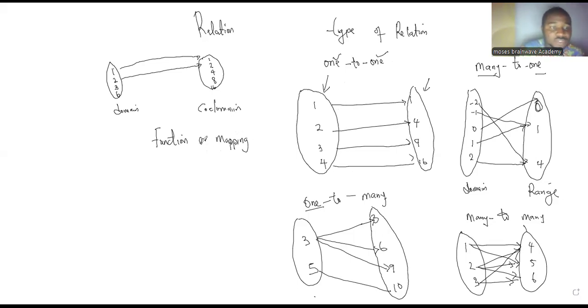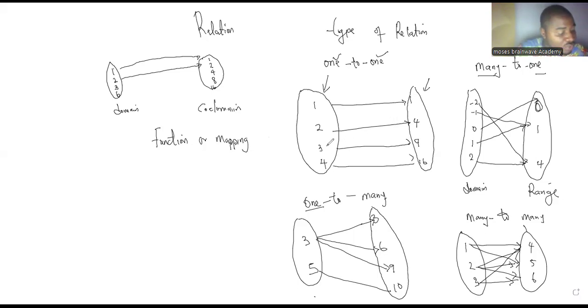First of all, a function is a relation, which means it is a connection between two sets, the domain and then the codomain, right? But now, when can you say this relation is a function? A function is a relation in which each element of the domain has one and only one image in the codomain.